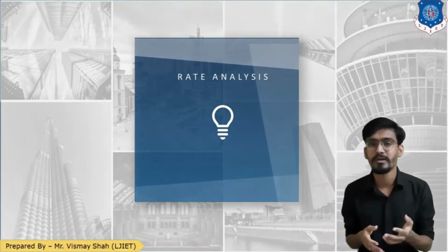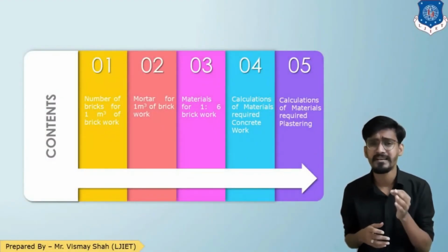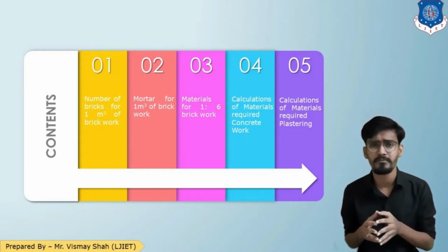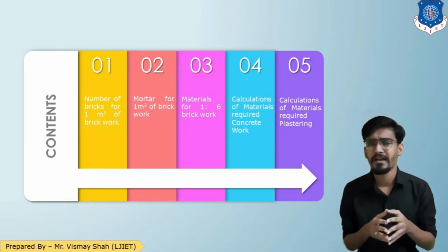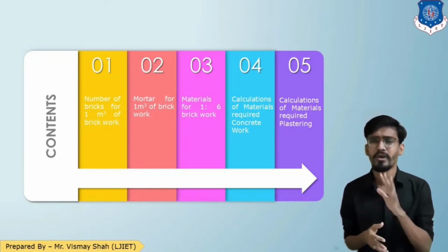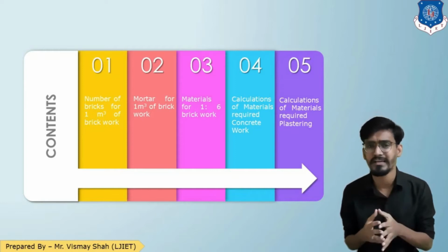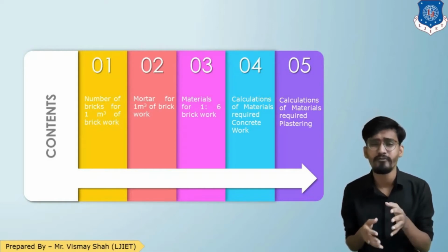So let us check what we are going to see today. We are going to start our session with the number of bricks required in 1 cubic meter of brickwork, mortar for 1 cubic meter of brickwork, materials required for 1:6 brickwork, calculation of the materials required for cement concrete work, and quantities of materials required for the plastering work. So today we are going to see 5 material quantity calculations, starting with the number of bricks required for 1 cubic meter of brickwork.